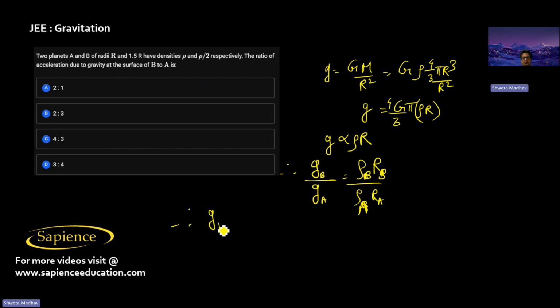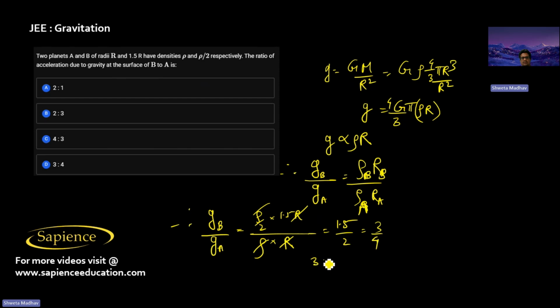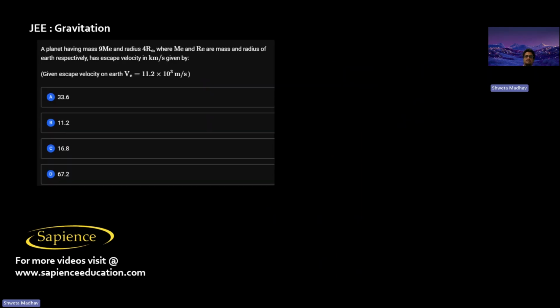So therefore, g B by g A will be equal to rho of B, that is rho by 2, into the radius of B, that is 1.5 R, divided by the density of A, that is rho, and the radius of A, that is R. R will cancel, rho will cancel, so it is 1.5 by 2, that is 3 by 2 by 2, so 3 by 4. So the required ratio is 3 is to 4. So option D is the correct answer.